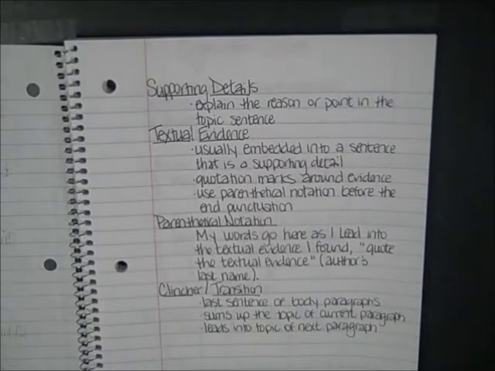If you use the comics as textual evidence, you're just going to paraphrase and then make sure you tell us which comic you use, either the one by President Reagan or the one by President Washington. Parenthetical notation is the fancy way of saying documentation.